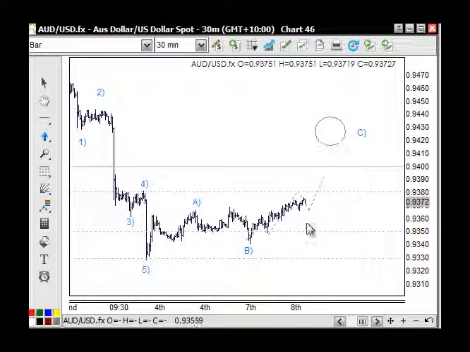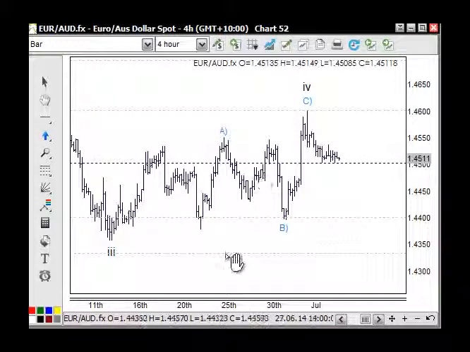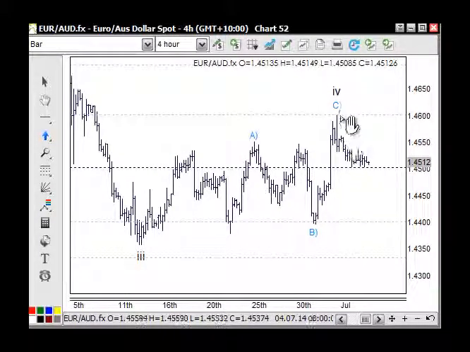The Euro Australian, we've been on just on the 4-hour chart. We've been working our way through this particular correction through here, but always as a wave 4. It's a good example of wave 4's getting complicated, in that the wave 4 could have been the A, the B, and the C to this point here and completed here.